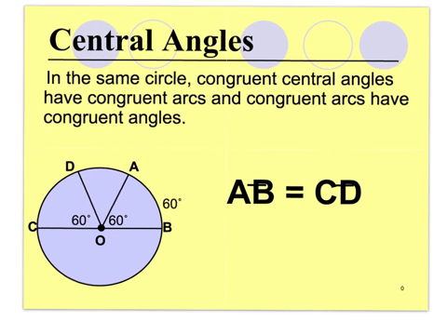In the same circle, congruent central angles have congruent arcs, and congruent arcs have congruent angles. So I can tell you that CD also has an arc measure of 60 degrees, along with AB, and along with central angles AOB and DOC. So arc AB is congruent to arc CD.